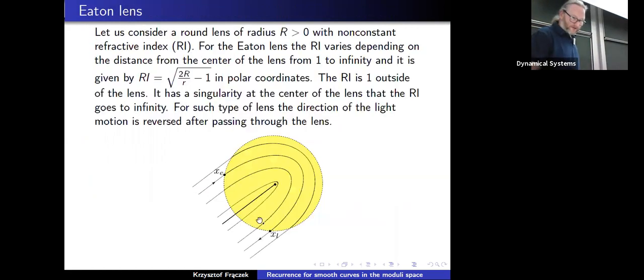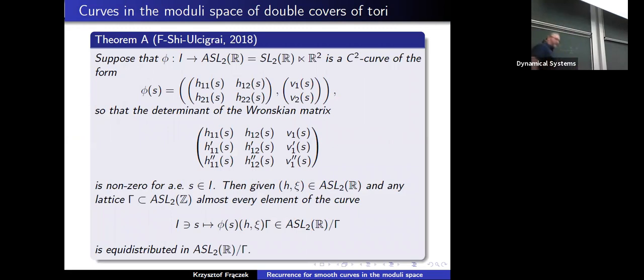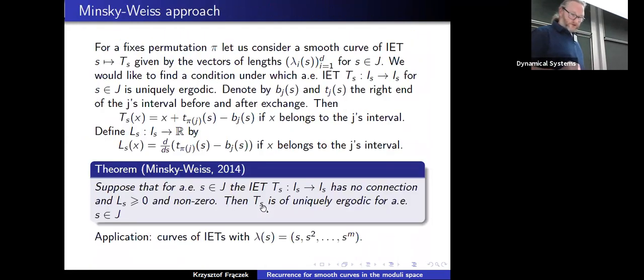Okay, so now we had one criterion on equidistribution, but this result was really restricted to a submoduli space of double covers. We would like to pass through this moduli space to a little bit more general situation, and we need to change also methods. So homogeneous dynamics in a more general situation is not enough to help us. And in a more general situation, we used a very nice result by Minsky and Weiss about unique ergodicity for curves of interval translation.